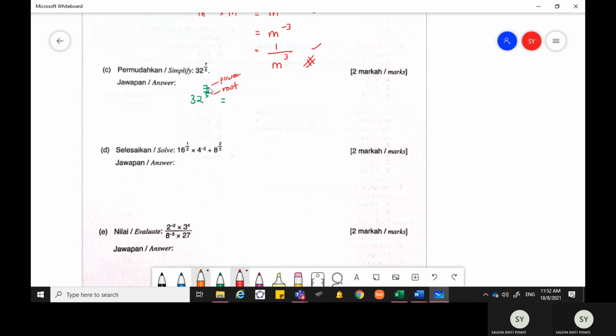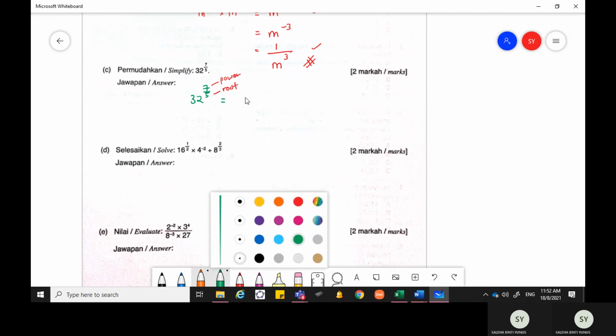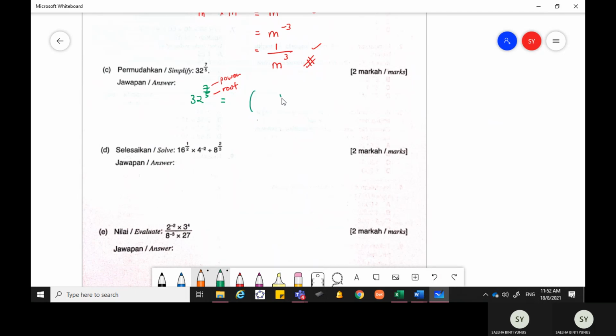Okay, so sekarang root dia 5. Jadi, kita cari something to the power of 5. Okay, cuba fikir 32 ni boleh tukar something to the power of 5. Apa dia something to the power of 5? So, kita tahu 32 ni sama dengan 2 kuasa 5. Okay, jadi saya tukar 32 jadi 2 kuasa 5. Kenapa kuasa 5? Sebab saya nak, nanti saya nak cancel outkan dengan root. So, that's why kuasa 5.